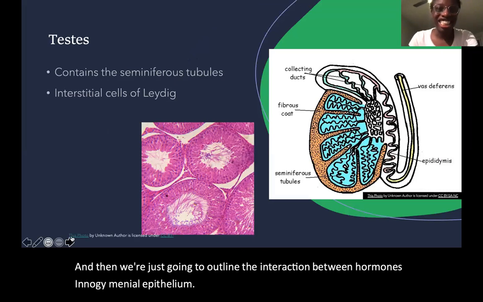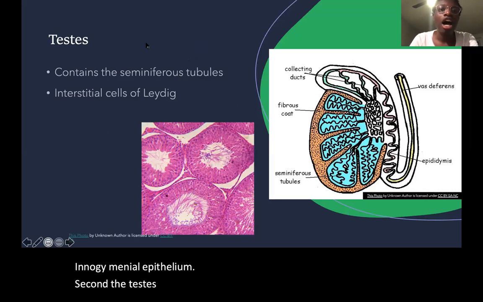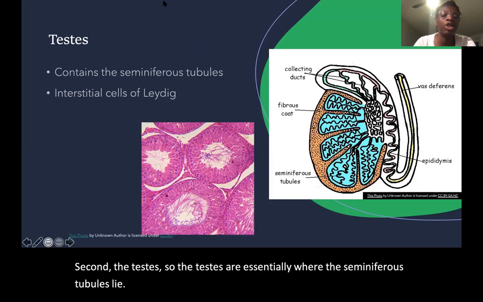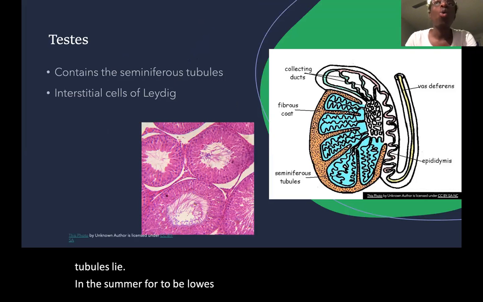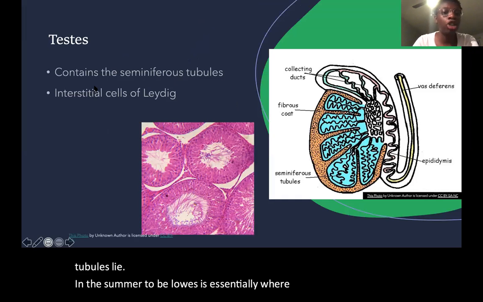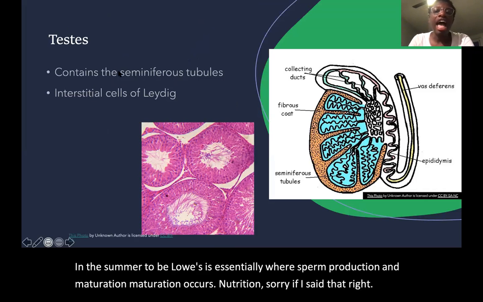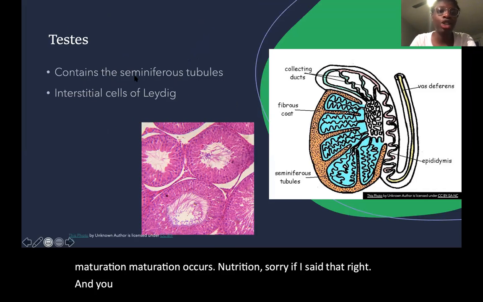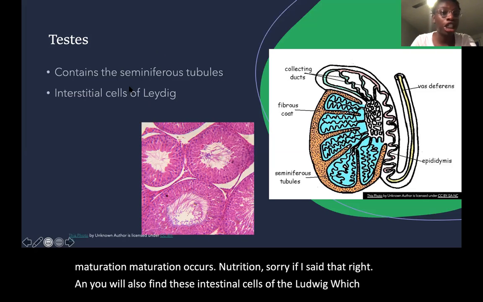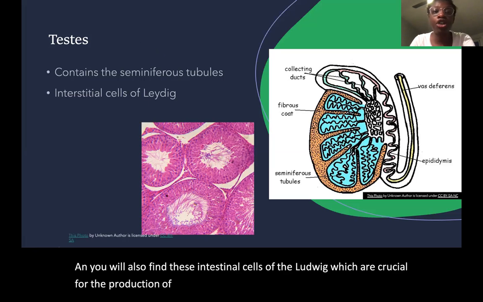So let's talk about the testes. So the testes are essentially where the seminiferous tubules lie. And the seminiferous tubules is essentially where sperm production and maturation occurs. Sorry, I don't know if I said that right. And you will also find these interstitial cells of Leydig, which are crucial for the production of testosterone that helps to fuel the maturation of sperm.